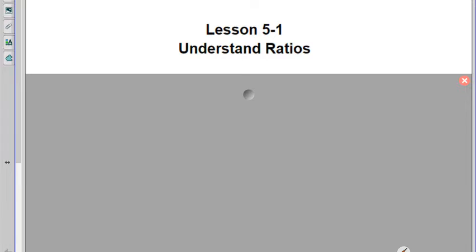Welcome to Lesson 5-1, Understanding Ratios. Ratios are really the meat of 6th grade math, so we're really getting into it now. Thankfully, ratios shouldn't be a foreign concept to you. You've done it for a very long time. When you worked with fractions, you worked with a type of ratio, in that case a part-to-whole ratio. So let's get into it.